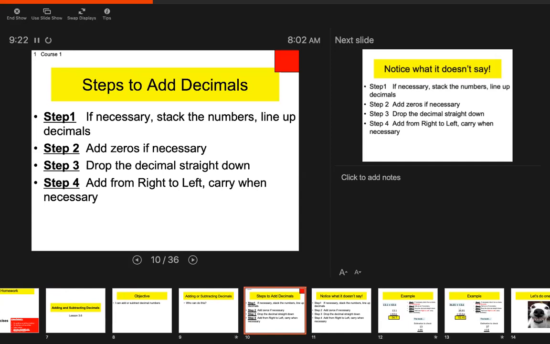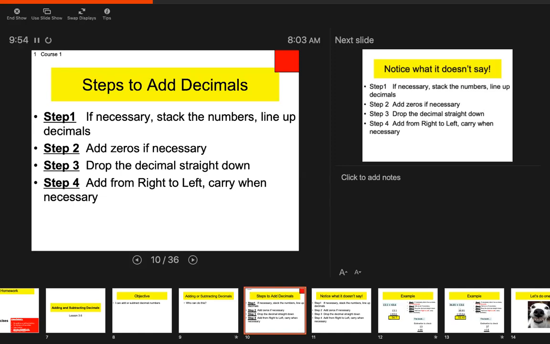Step number 1, it says, if necessary, stack the numbers. Now I say if necessary, occasionally you'll be given such simple numbers that you can do them in your head. I'm just going to warn you, even if the numbers are simple, I would say step number 1 is necessary. Stack the numbers. And by stack the numbers, I mean you're lining up the place values. It does say line up the decimal. The decimal is nice because today we are adding and subtracting decimals, and it allows you to do that process simply.